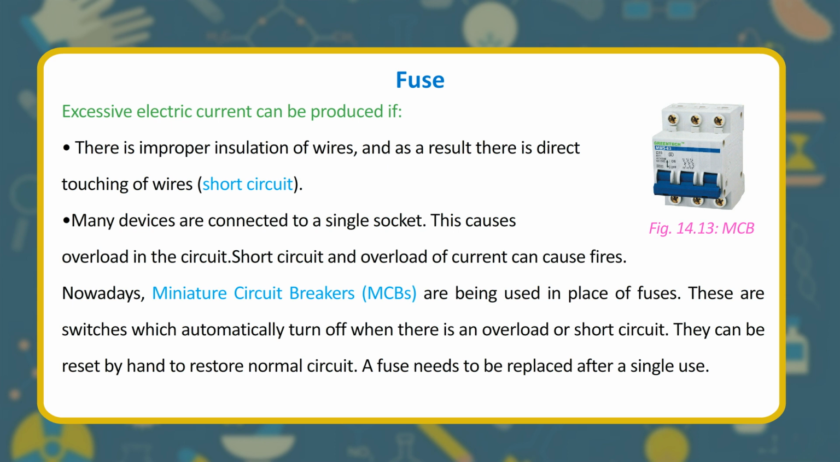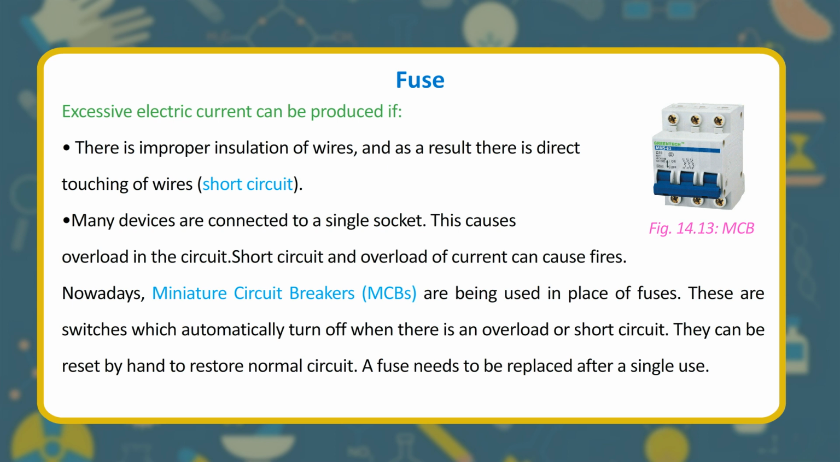Excessive electric current can be produced if there is improper insulation of wires, and as a result there is direct touching of wires, a short circuit. Many devices connected to a single socket cause overload in the circuit. Short circuit and overload of current can cause fires. Nowadays, miniature circuit breakers, MCBs, are being used in place of fuses. These are switches which automatically turn off when there is an overload or short circuit. They can be reset by hand to restore normal circuit.